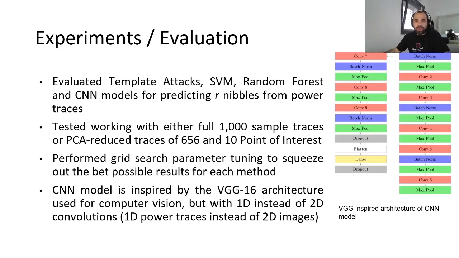It's worth noting that extensive hyperparameter tuning using grid search was performed for the machine learning methods to get the best possible results. The CNN model used was inspired by the VGG architecture used for computer vision with some changes, the most major of which being the use of 1D instead of 2D convolutions to accommodate for the input being one-dimensional as opposed to two-dimensional images used for the original VGG architecture.